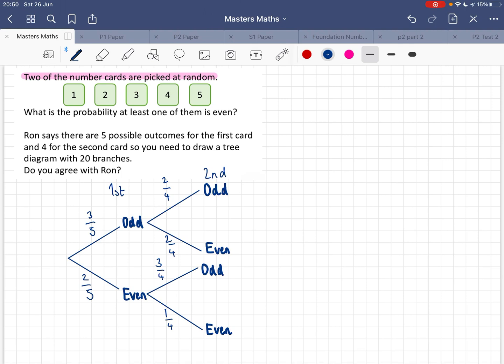So there isn't actually a question here, but let's have a look at the different outcomes. So we could get odd, odd, we could get odd, even, we could get even, odd, or we could get even, even. And again, to work out those probabilities, we multiply along the branches.